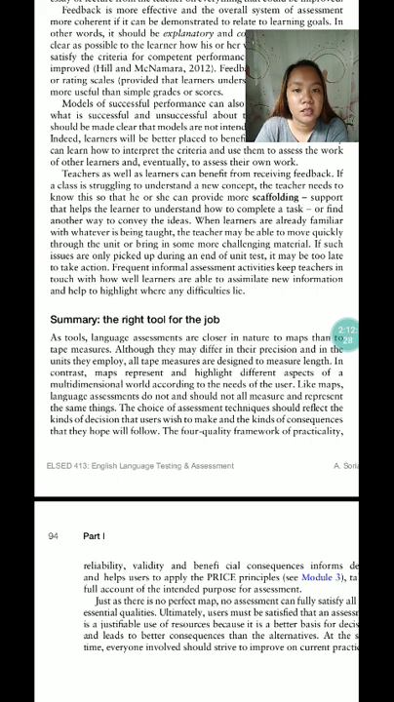If such issues are only picked up during an end-of-unit test, it may be too late to take action. Frequent informal assessment activities keep teachers in touch with how well learners are able to assimilate new information and help to highlight where any difficulties lie.